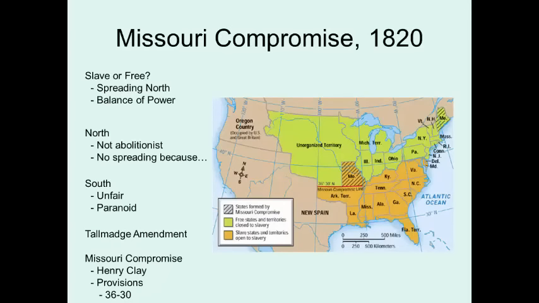As I told you before, this is a time period of rapid expansion. But unfortunately, slavery is going to throw a monkey wrench in all this. So here's the story. In 1819, Missouri wanted to enter the Union as a slave state. And so the question then becomes, what are we going to do? Is Missouri going to be a slave state? Is Missouri going to be a free state?